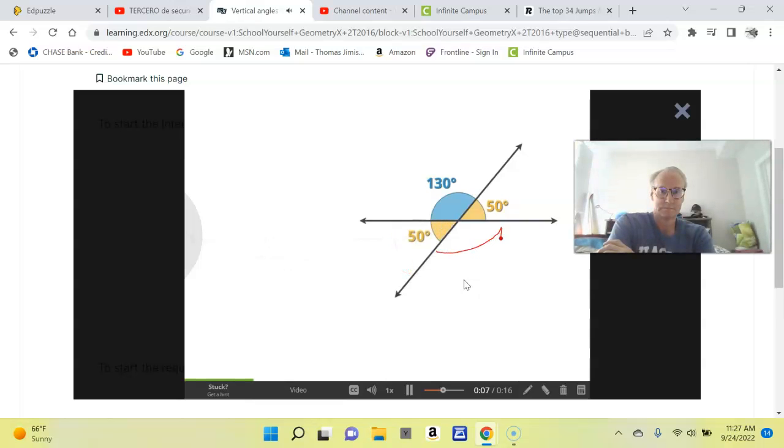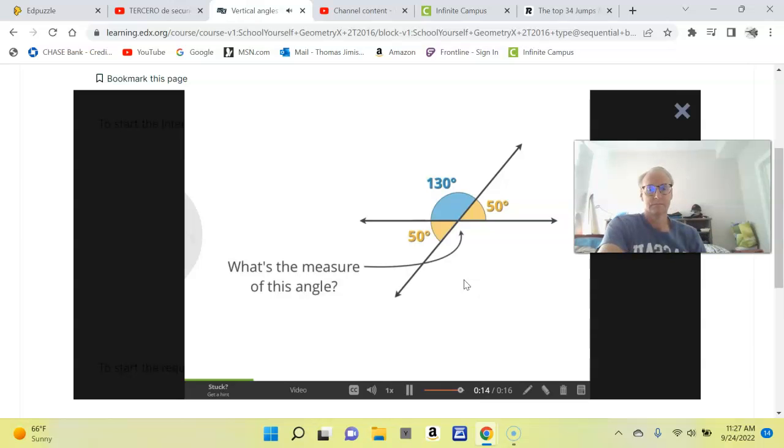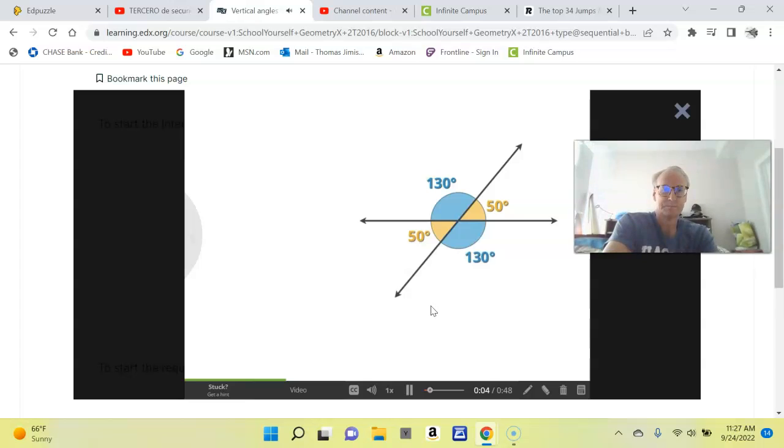And finally, this angle down here is supplementary to this 50-degree angle as well as to this 50-degree angle. So what's the measure of this angle down here? And of course, 50 and 130 makes 180. Nicely done. So this angle also measures 130 degrees. So we have two pairs of congruent angles here, meaning angles that have the same measure.